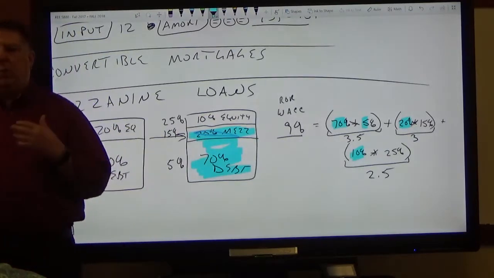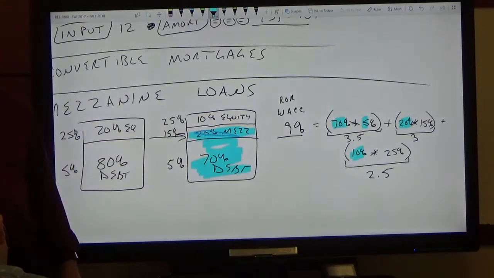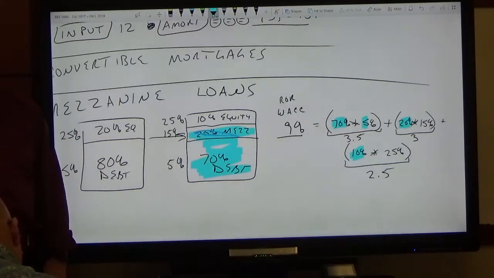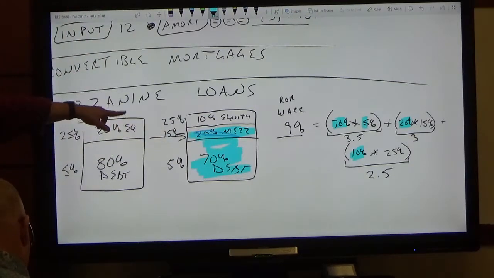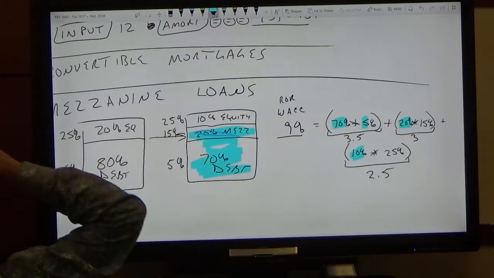Much the same way that whenever we were talking about incremental cost of borrowing and others, where you've got two different sources of potential capital. That's all we're doing here, just isolating those.